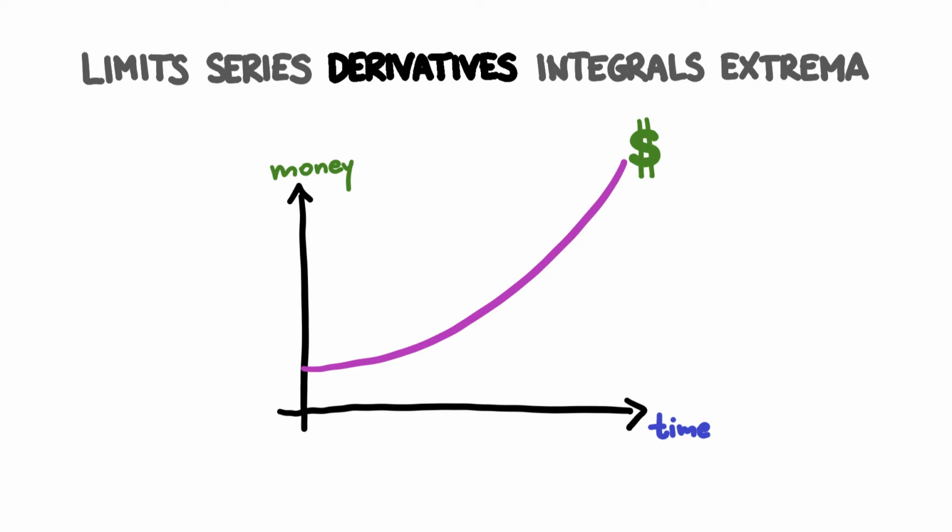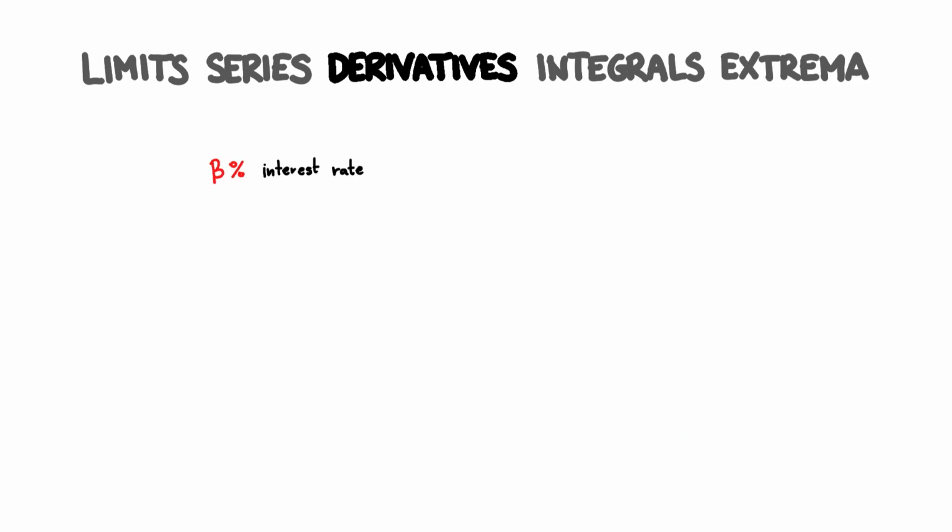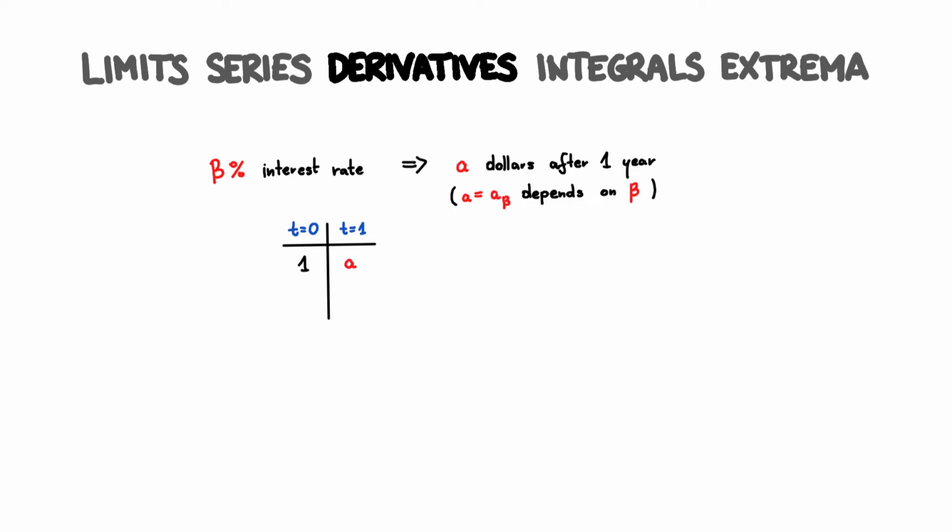Indeed, assume that the method of calculating interest is independent of time and the amount of money. We have a constant interest rate of beta% and continuous compounding. Suppose that after a year we derive $A from $1, where A is a certain constant depending on beta. Then from $A we should derive A squared, and from A squared, A cubed.